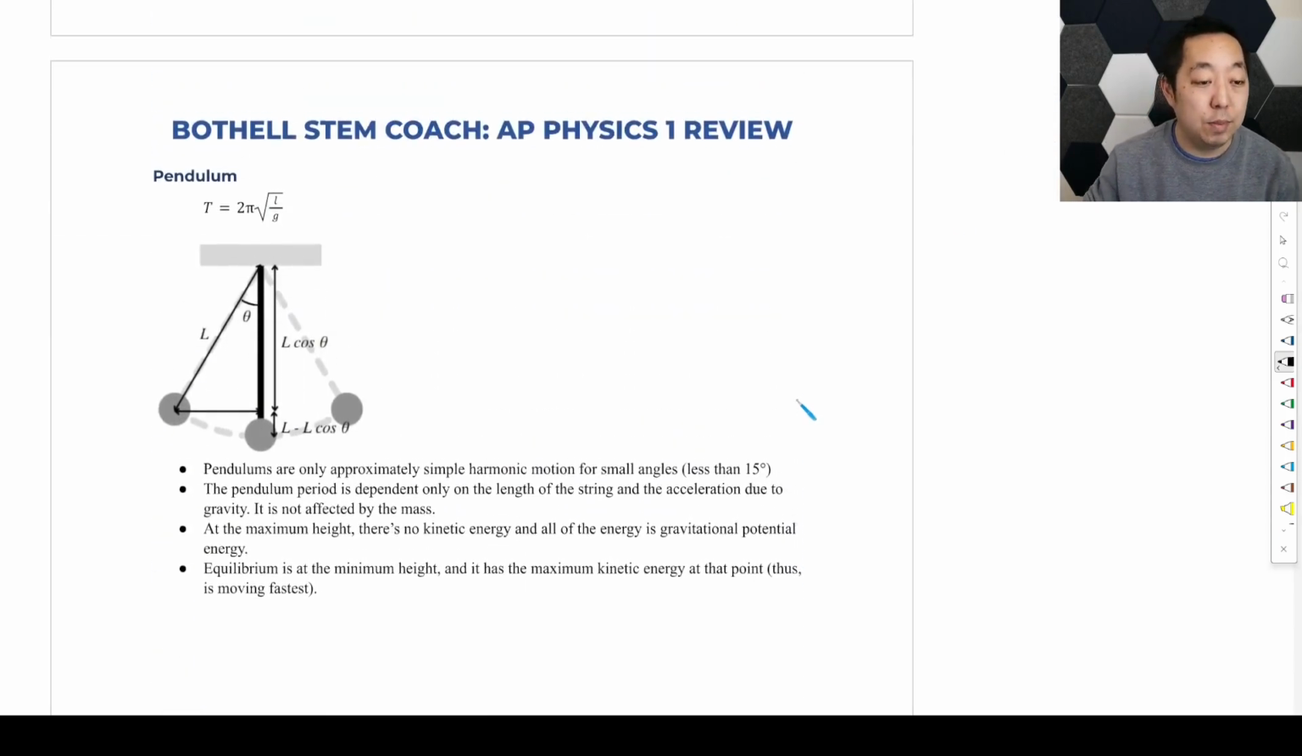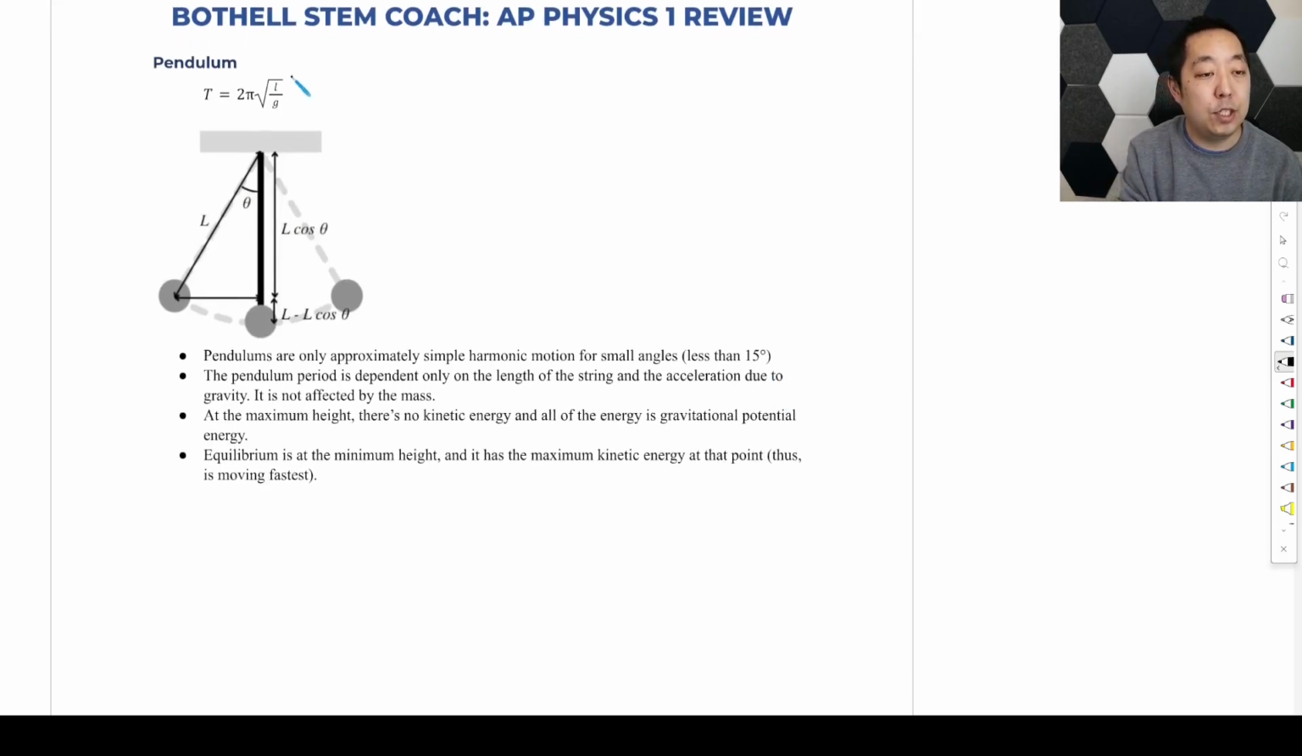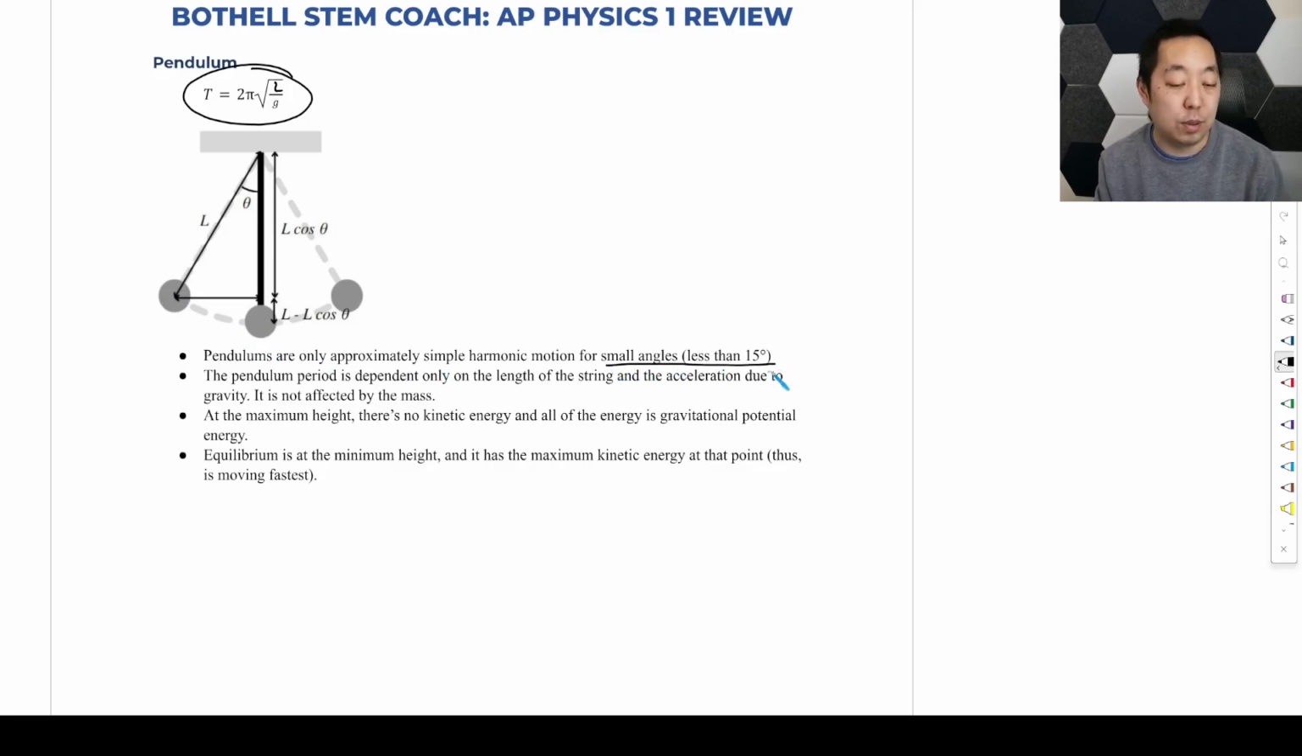So we look at pendulums. Pendulums have a period equation. They always have a period equation. In AP Physics C, you have to derive this, but in AP Physics 1, you just need to know it's 2 pi square root of L over g. This is the thing about pendulums: it's a ball that's swinging, and it's a simple harmonic motion only for small angles, less than about 15 degrees approximately, but it's more accurate the smaller the angle.